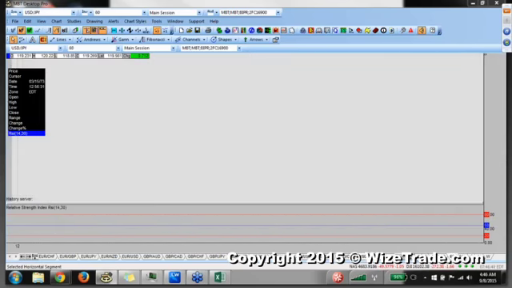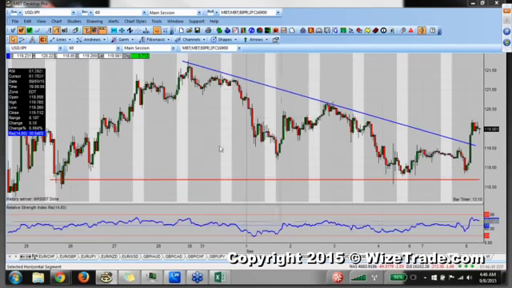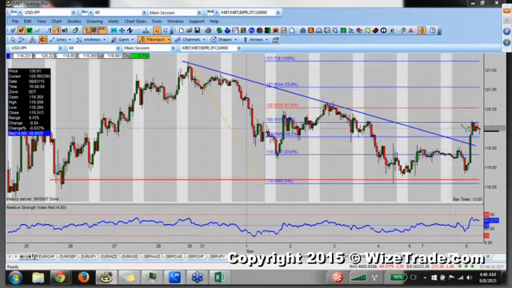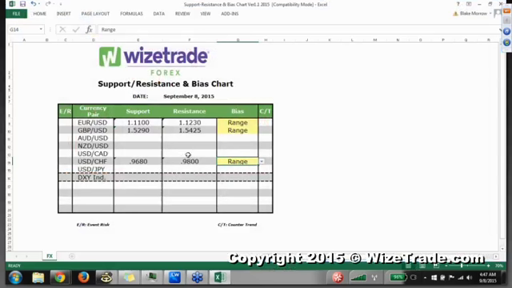Now here's the hourly. The 50% retracement's holding here too, just like the 50% retracement held down here. The 50% retracement's holding here, so that comes in at 120.20. That should be good resistance for the day. 120.20.